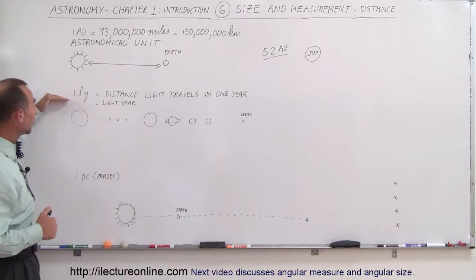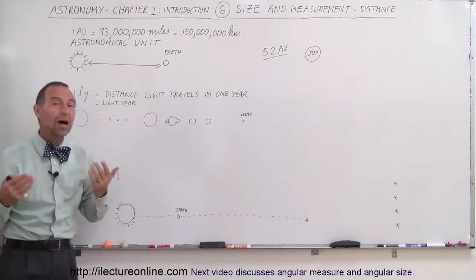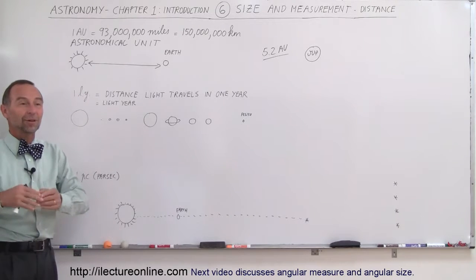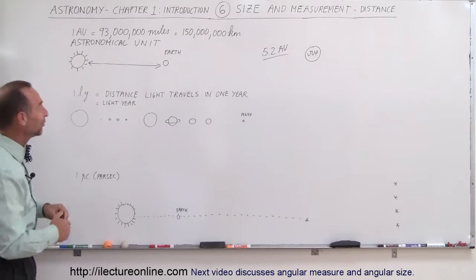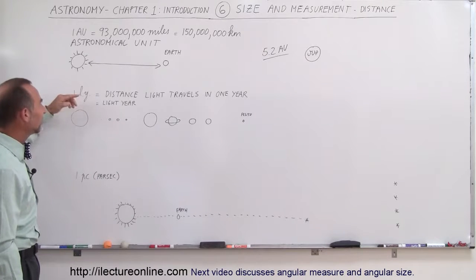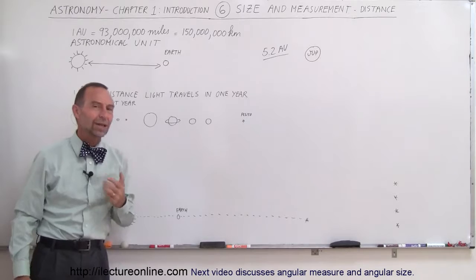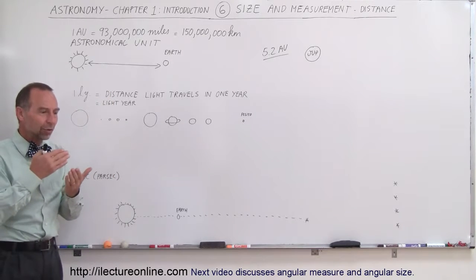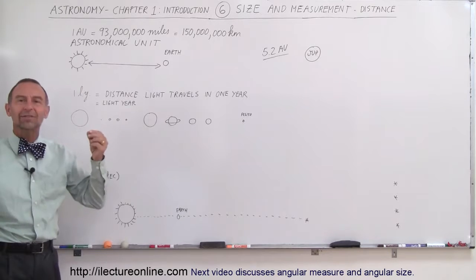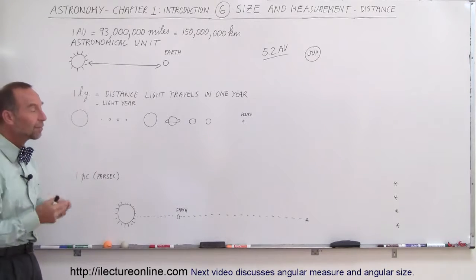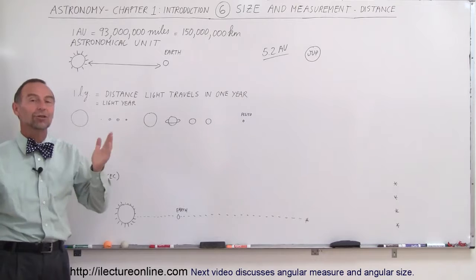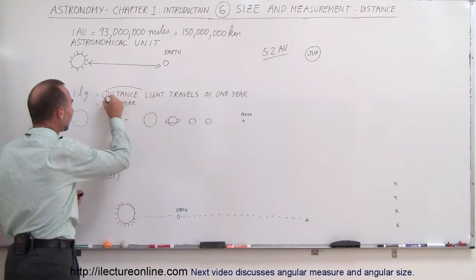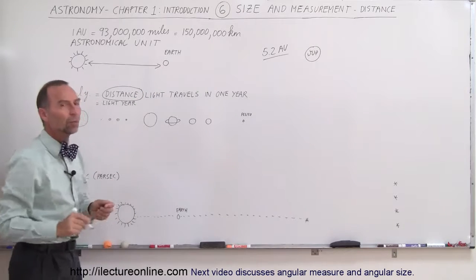Okay, the next measurement that we use, and this is probably the most commonly used for measuring things throughout the universe, is called the light year. It's the distance light travels in 1 year. Now, the name is a little bit odd because when you think about the term light year, you think about time. A year is a unit of time, but a light year is actually a unit of distance. It's the distance, and this is the key word, it's the distance light travels in 1 year.